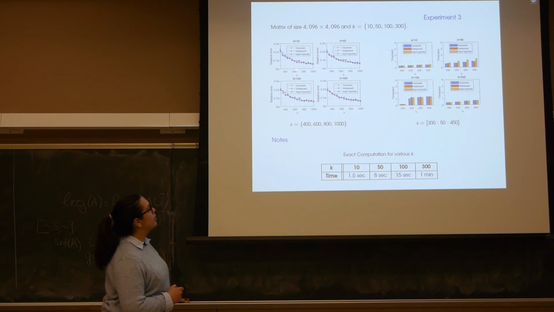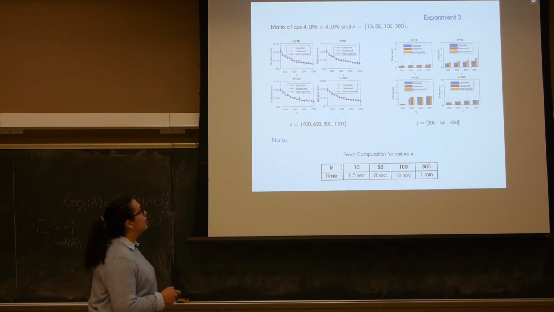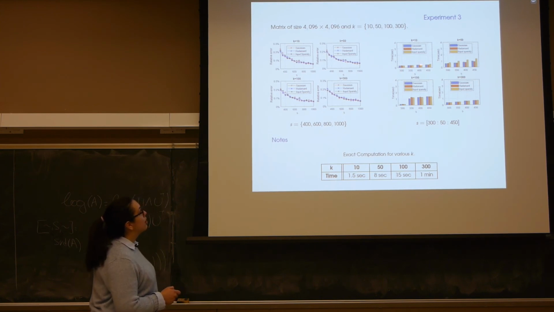Now, S is actually the number of columns of the random projector. So here you see that with few elements, for example for k equals 10, I can get in less than 1 second an approximation error between 0.1% and 0.2%.